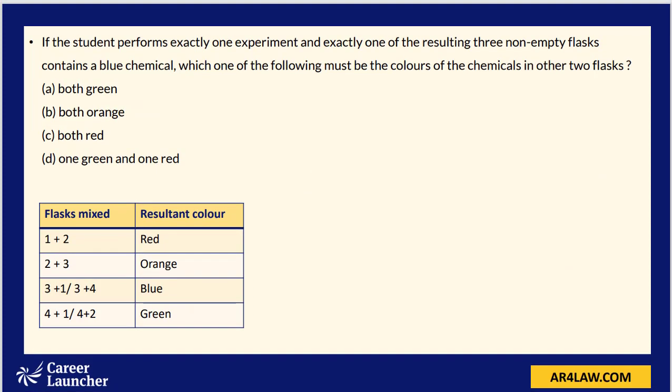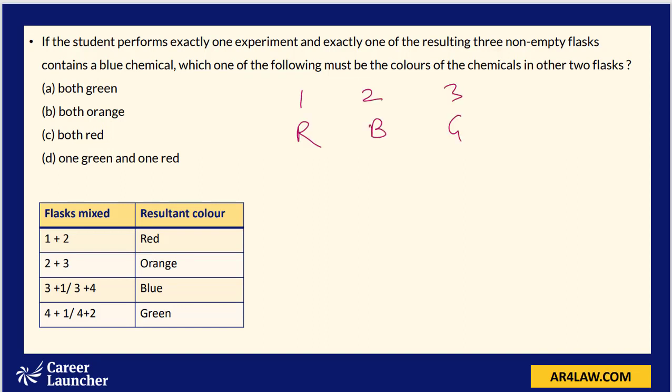Okay, this question says if a student performs exactly one experiment and exactly one of the resulting 3 non-empty flasks contains a blue, which one of the following must be the colors of the chemicals in the other 2 flasks? So again we'll look at it: we want blue to be in one of the flasks. So there are 2 ways to achieve it. One, that we would retain our original blue. Other, that we would create blue by mixing 2 particular chemicals or flasks.